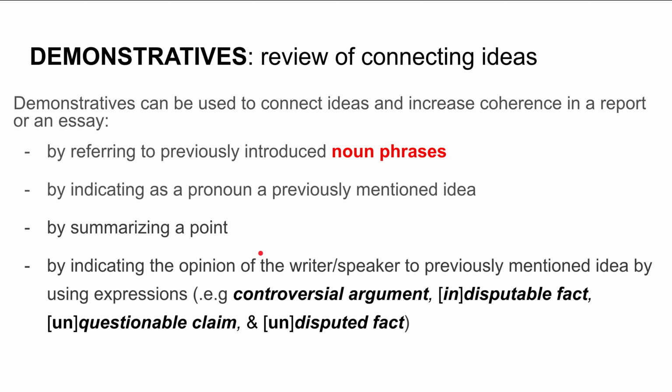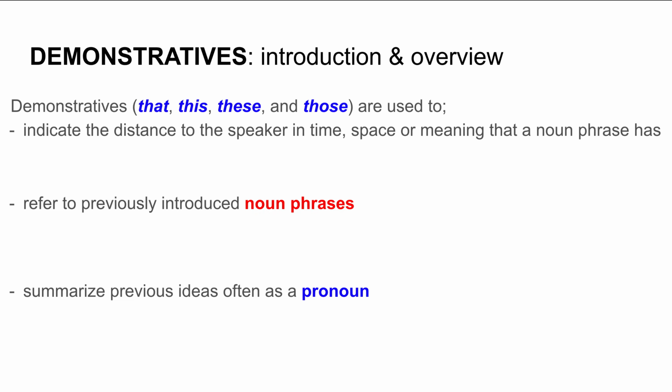Moving forward. So to quickly summarize, review how to connect ideas. Demonstratives can be used to connect ideas and increase coherence in a report or an essay by referring to previously introduced noun phrases, by indicating as a pronoun a previously mentioned idea, by summarizing a point, by indicating the opinion of the writer or speaker to a previously mentioned idea by using expressions such as controversial argument, indisputable fact, unquestionable claim, and undisputed fact. And quickly summarize everything, the three biggest main points, main uses.